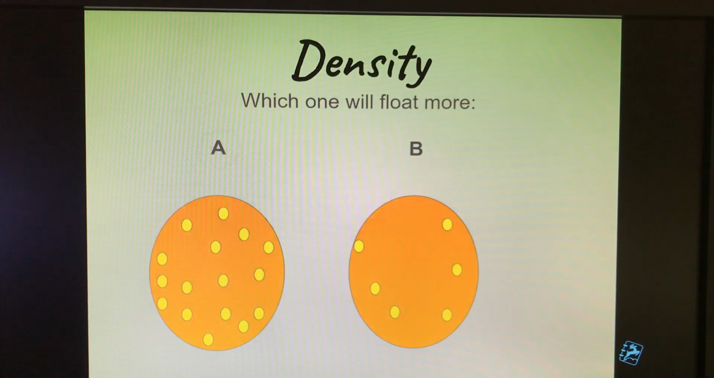Let's do that one more time. So remember, more density, less float. Less density, more float. So which one will float more? Well, if you said B, you'd be 100% correct. Good job.